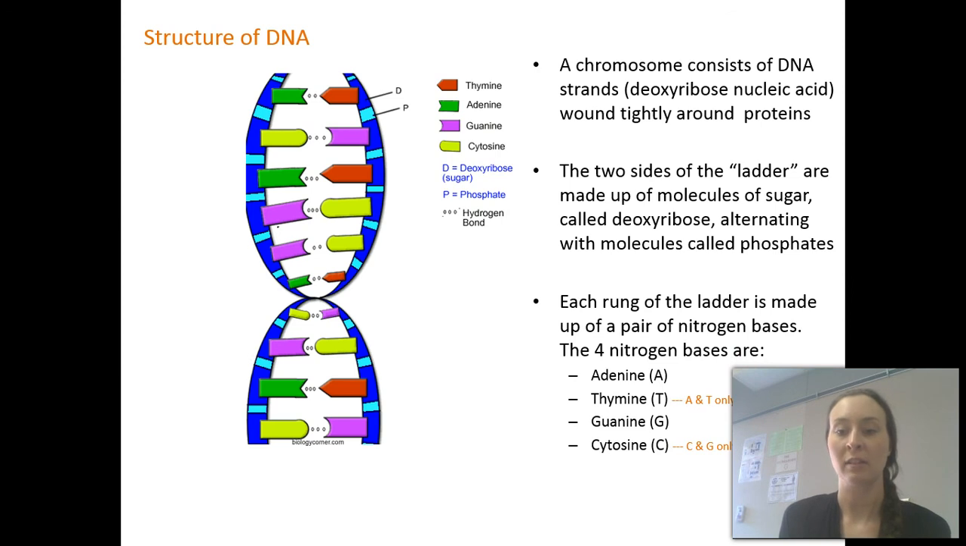So each rung of the ladder is made up of a pair of nitrogen bases. The 4 nitrogen bases are adenine, which is symbolized with an A, thymine, which is symbolized with a T, guanine, which is symbolized with a G, and cytosine, which is symbolized with a C. And you'll notice that only guanine and cytosine pair together, just as adenine and thymine pair together. And if we look in the picture, adenine is always opposite thymine, guanine is always opposite cytosine, and vice versa.